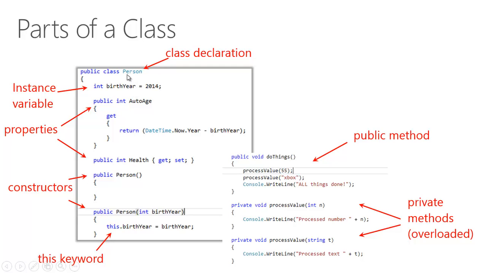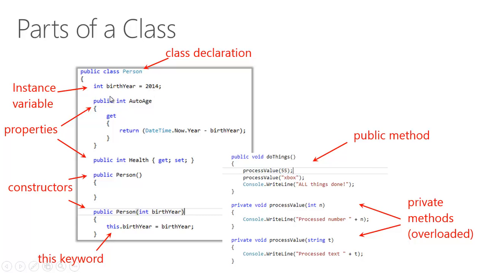So the word Person is actually capitalized with a capital P. This is a convention that we follow. So if you had more than one word in your class name, you would also capitalize every word after the first word as well. Next, we have an instance variable. Each class can have one or more instance variables of any type. Here I have an integer that indicates my birth year. It's been initialized to 2014, but you don't necessarily have to initialize instance variables.